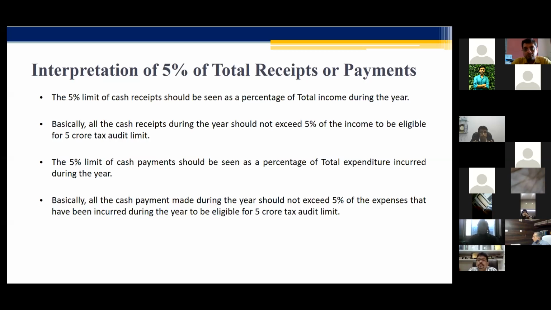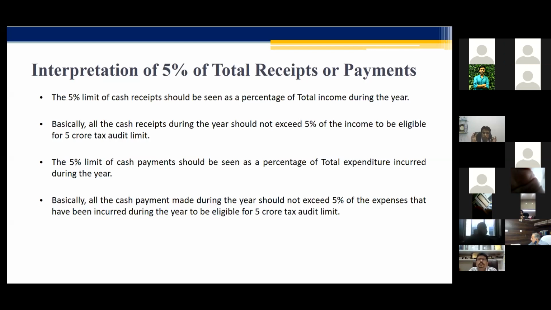The objective is very clear. Out of the total expenditure which has been incurred, irrespective of whether the payments have been made by cheque or cash or no payments have been made, and I am claiming those expenditures as a deduction under the Income Tax Act between Section 28 to Section 43, I apply this condition on those expenditures: whether out of those expenditures, my cash payments should be 5%.